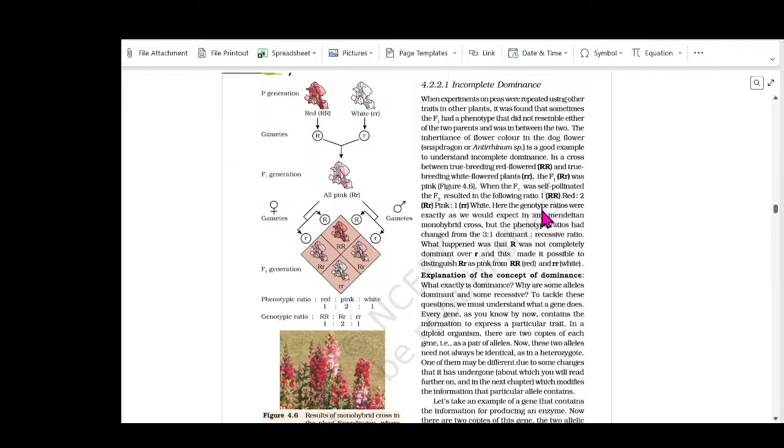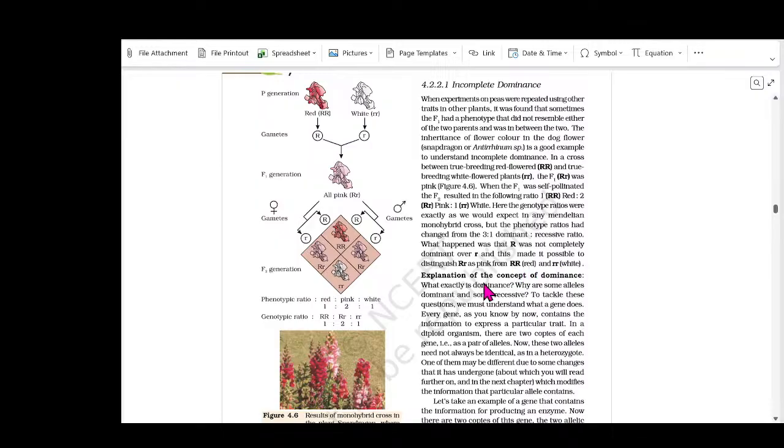Here the genotypic ratios were exactly as we would expect in any Mendelian monohybrid cross. But the phenotypic ratios had changed from the 3:1 dominant to recessive ratio. What happened was that R was not completely dominant over r, and this made it possible to distinguish Rr as pink from RR red and rr white.